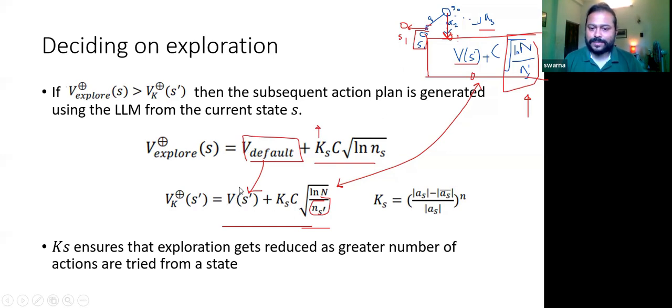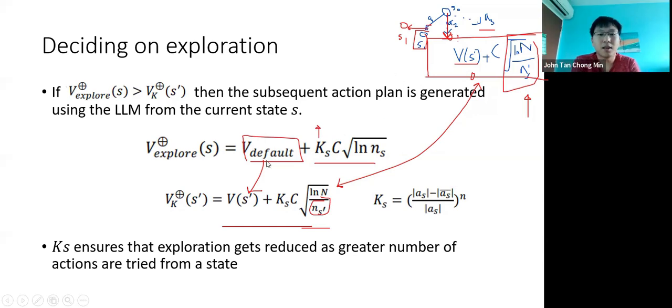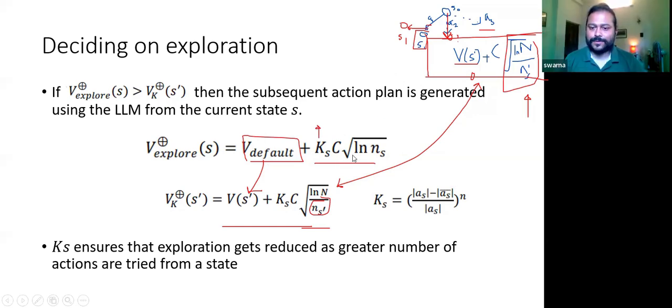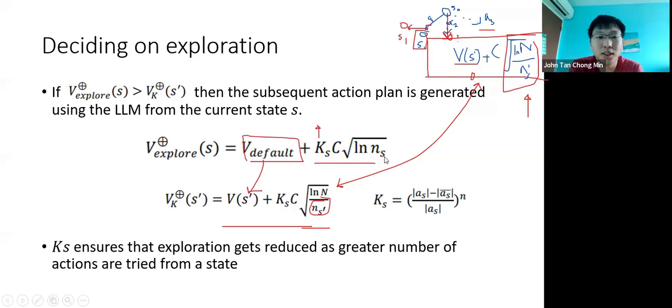So V prime is being updated after every run using temporal difference learning. But V default, we don't know for an unexplored state. So for an unexplored state, the V default is 0, or maybe 0.5 or something else. Okay, I got it. So you want to just give a default value for unexplored nodes.